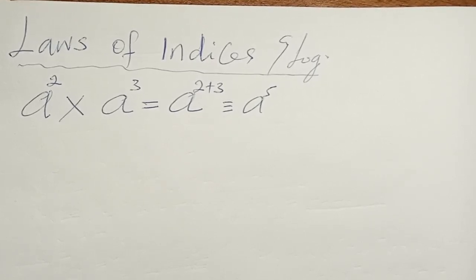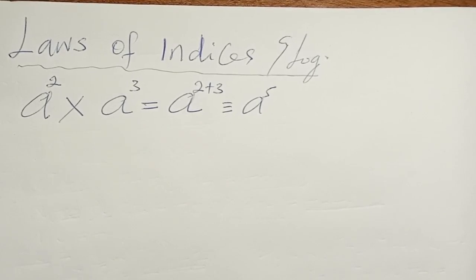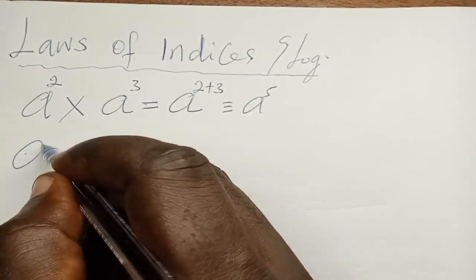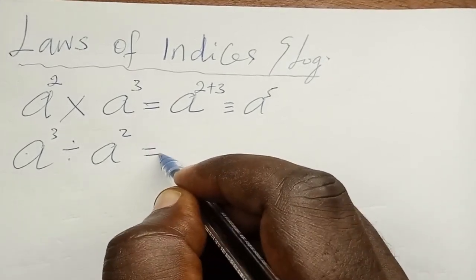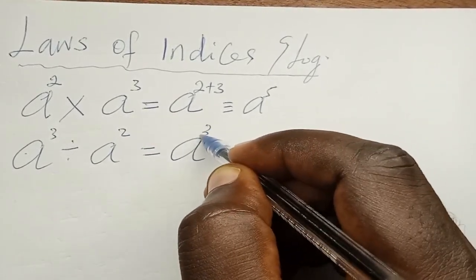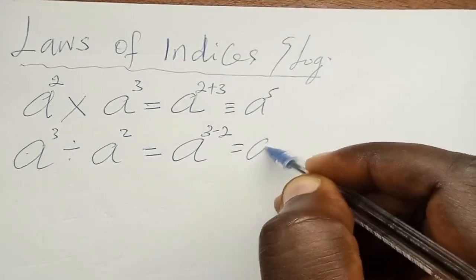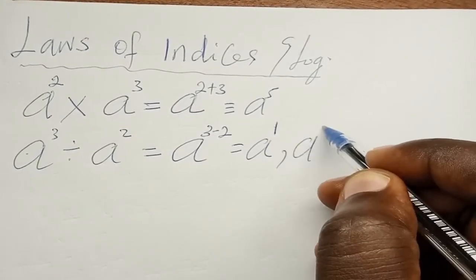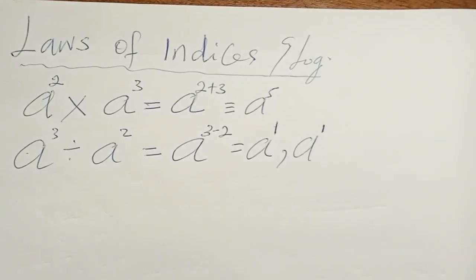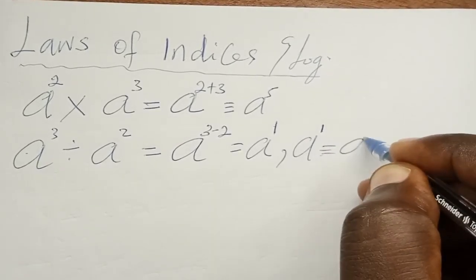The next rule states that when two similar bases having powers are being divided, then of course we can get the final result by the subtraction of the powers. As an example, if we assume a to the power 3 divided by a to the power 2, then the final result here is going to be a to the power 3 minus 2, which is the same as a to the power 1. And also note that a to the power 1 here is just the same as a.